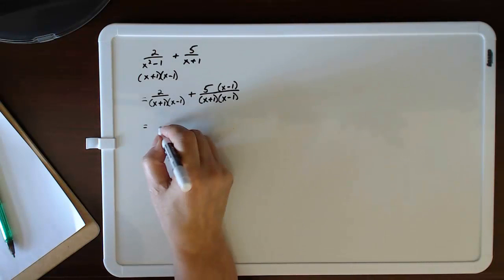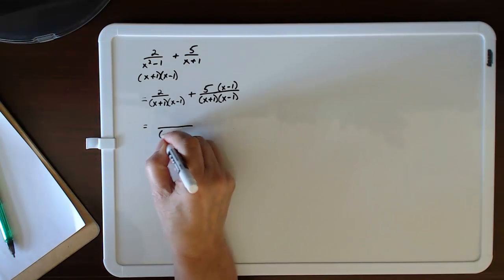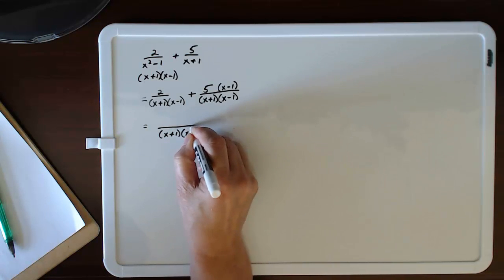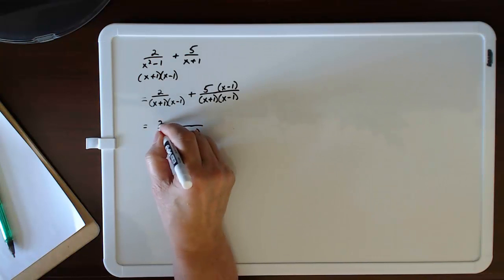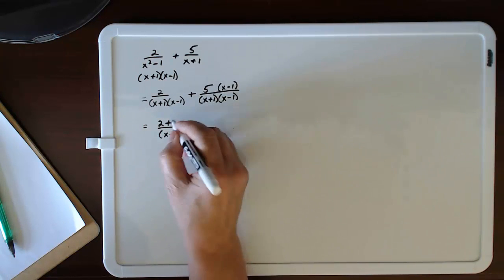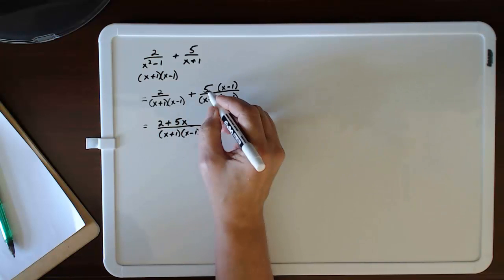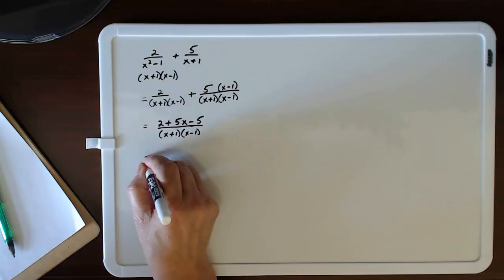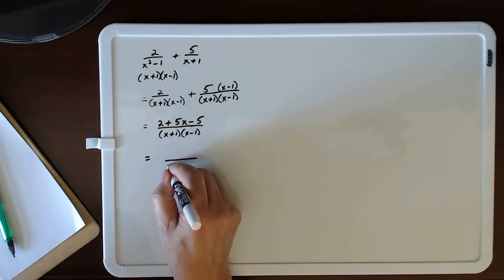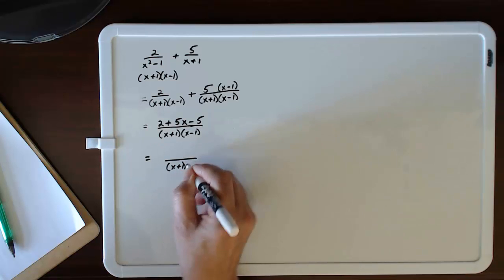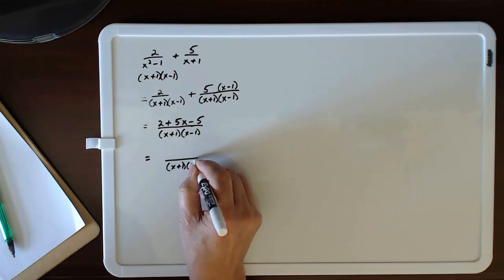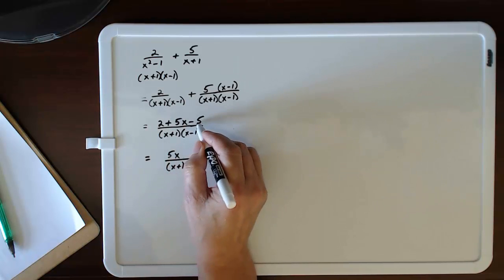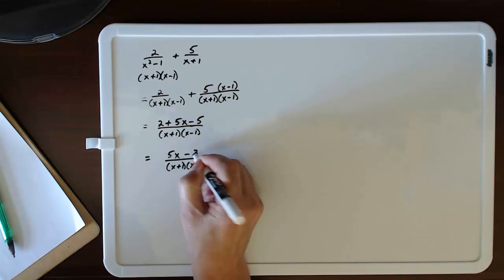This equals, in the denominator, we have x plus 1 times x minus 1. And in the numerator, we have 2 plus 5 times x is 5x, plus 5 times negative 1 is negative 5. The denominator is still x plus 1 times x minus 1, and in the numerator we have 5x, negative 5 plus 2 is negative 3, and we're done.